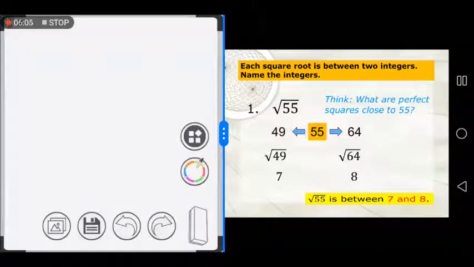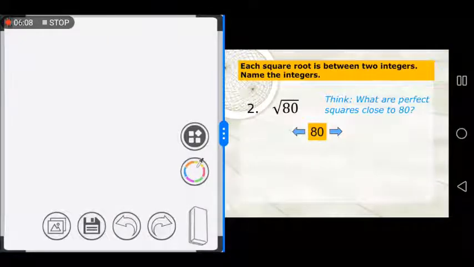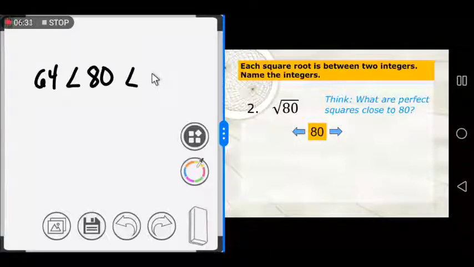Let us take another example. So, we have square root of 80. So, ang 80 is between two perfect square numbers. Ang lesser perfect square number niya sa kanya ay 8 times 8, which is 64. And ang greater sa kanya na perfect square number is 9 times 9, which is 81.